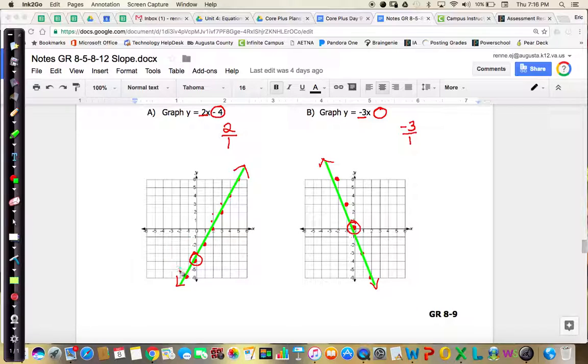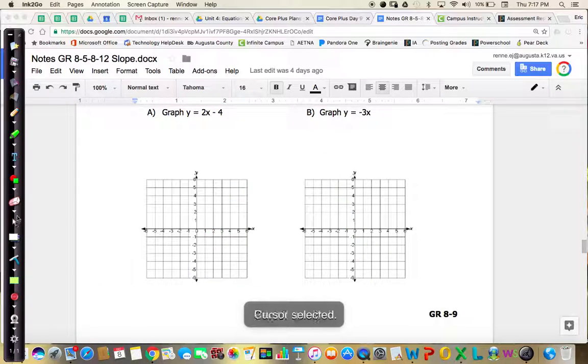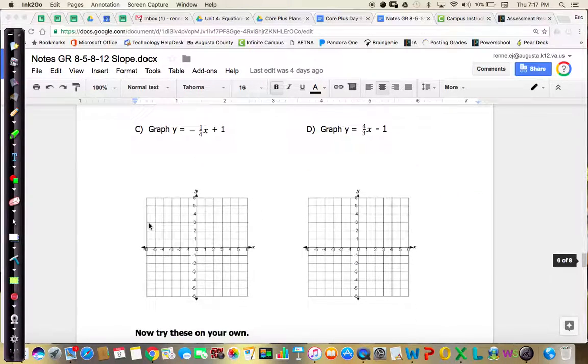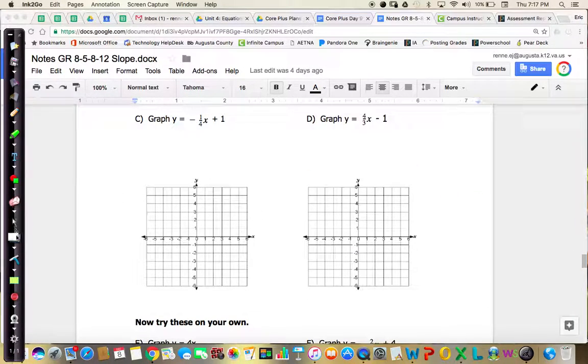Now, just a quick review of before. If I go back to A and I read it like a book, it slopes up for a positive slope. And if I read this one like a book, it slopes down for a negative slope. Okay, we've got 4 more examples on the back. So turn the page.